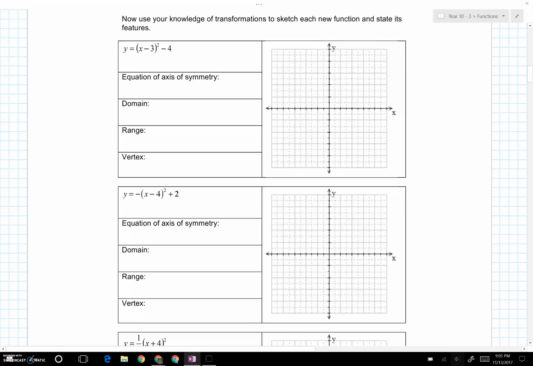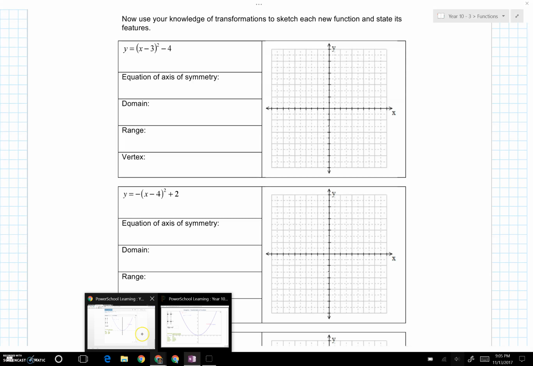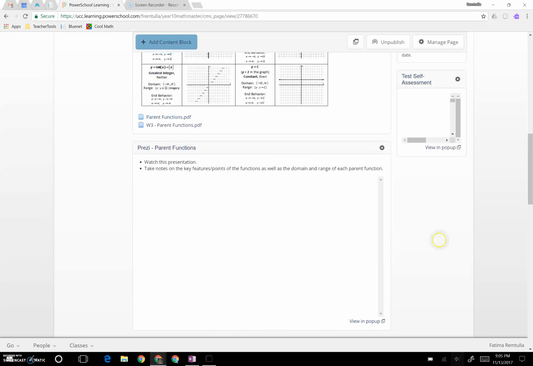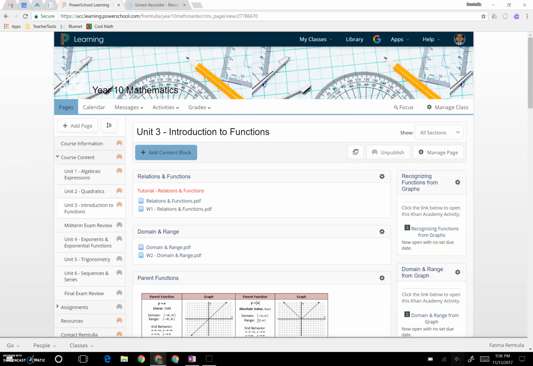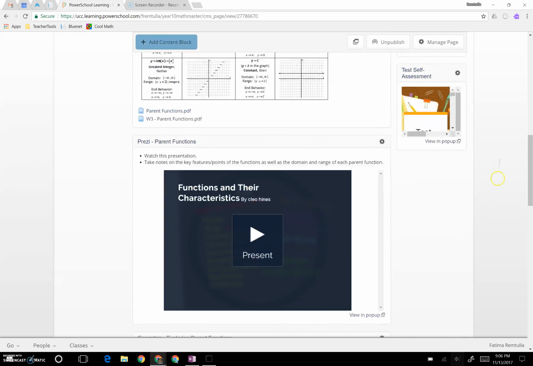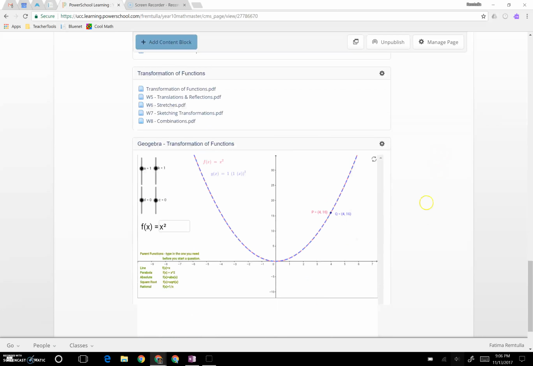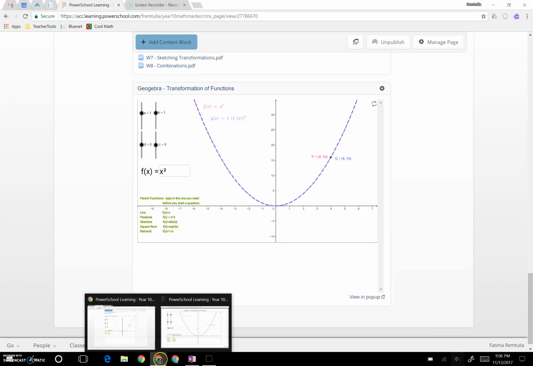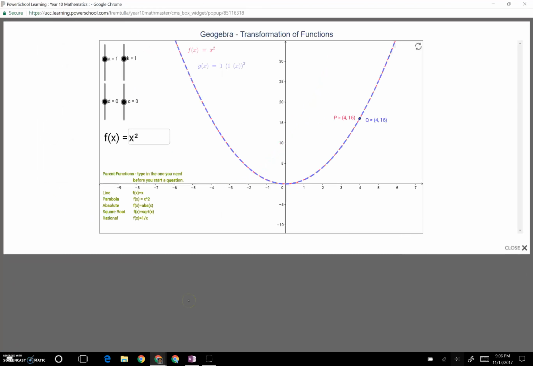don't. So what I want everybody to do is log on to Haiku. When you log on to Haiku and scroll down to the bottom of the functions section, here is our lovely Introduction to Functions tab. And if I scroll down, you will see a GeoGebra transformation of functions. In the bottom right-hand corner, it says View as Pop-up. That's what we're going to do. So when you view it as a pop-up, this is what you see.